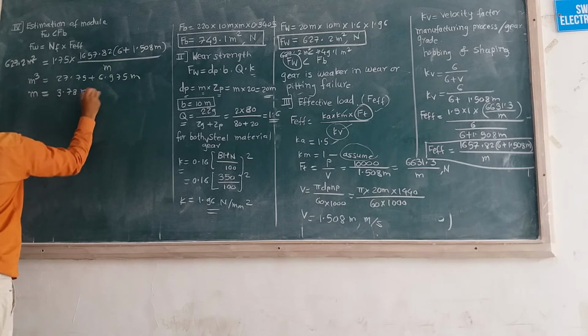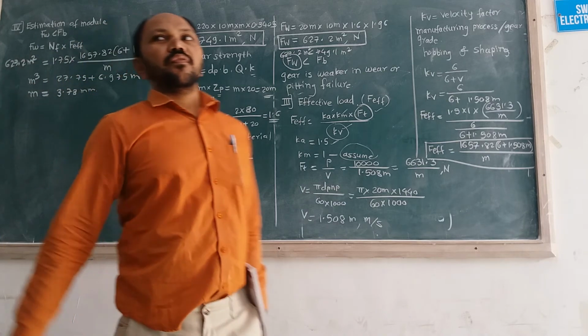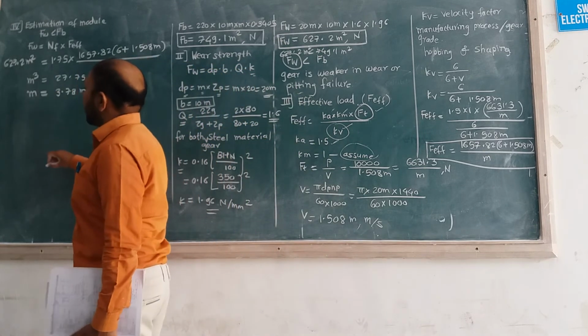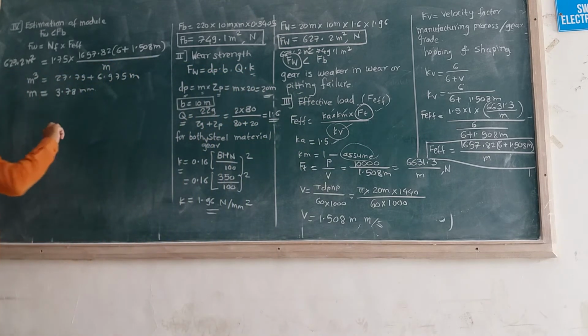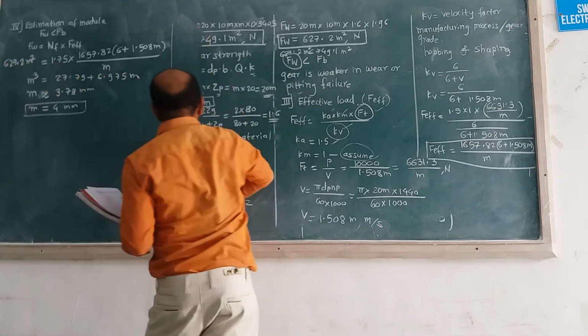3.78 mm. Now, if the value is in between, that is 3.78, then you choose the next integral standard value. From the standard available table, we prefer m is equal to 4 mm. So m is equal to 4 mm. After getting the module, we get the dimensions of the pair.